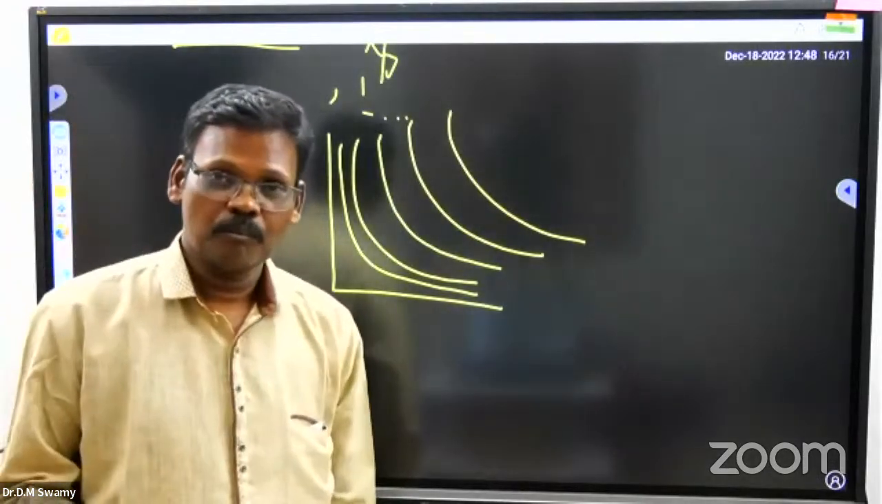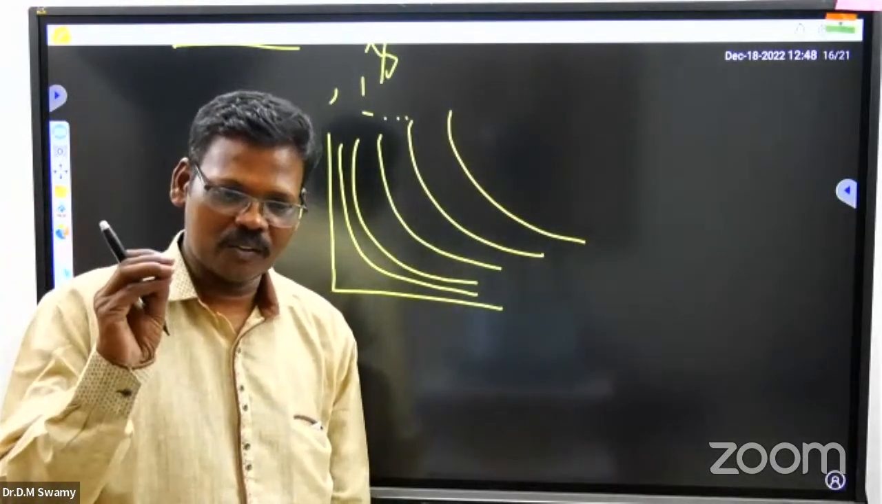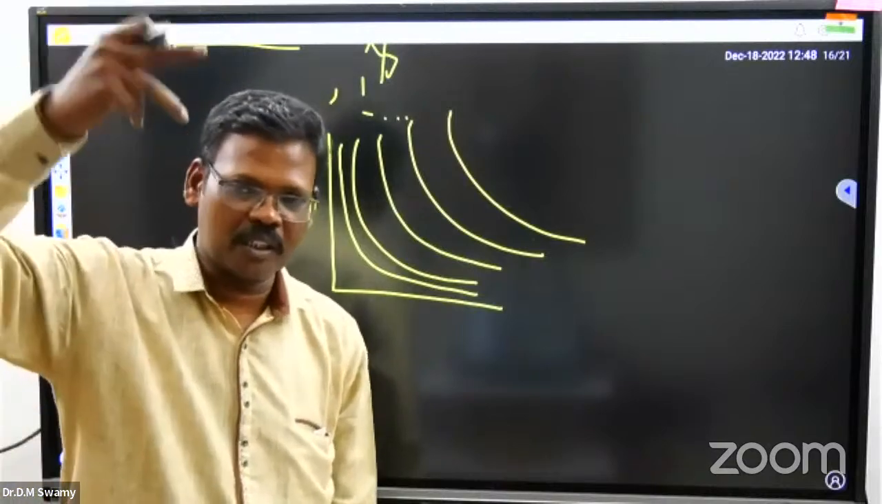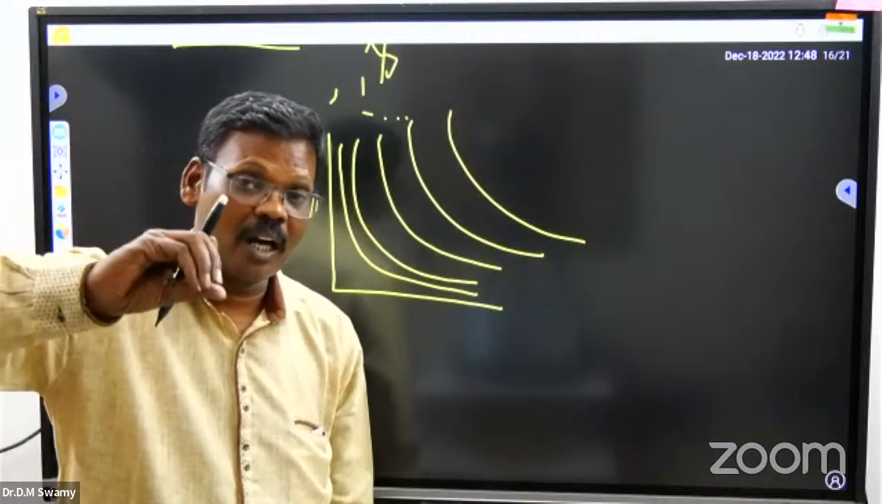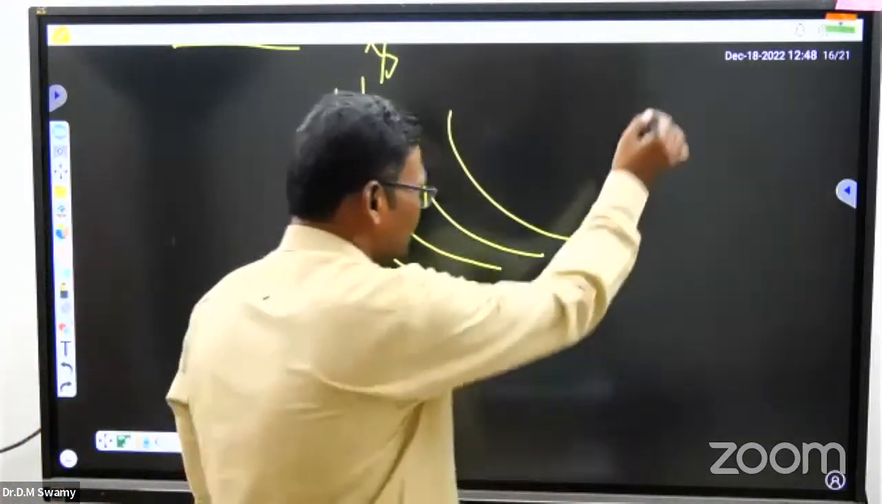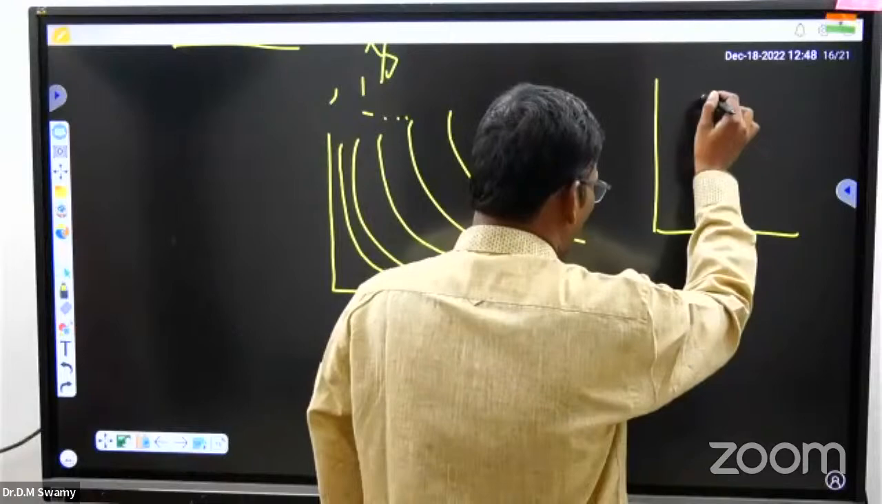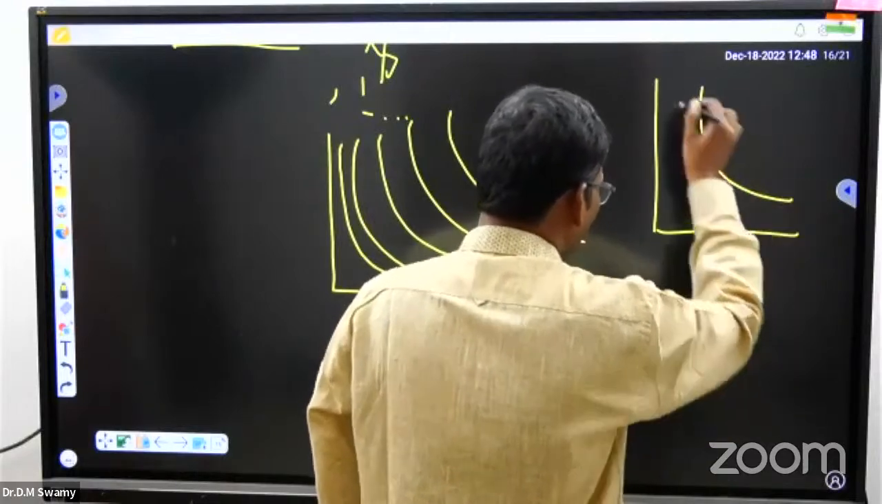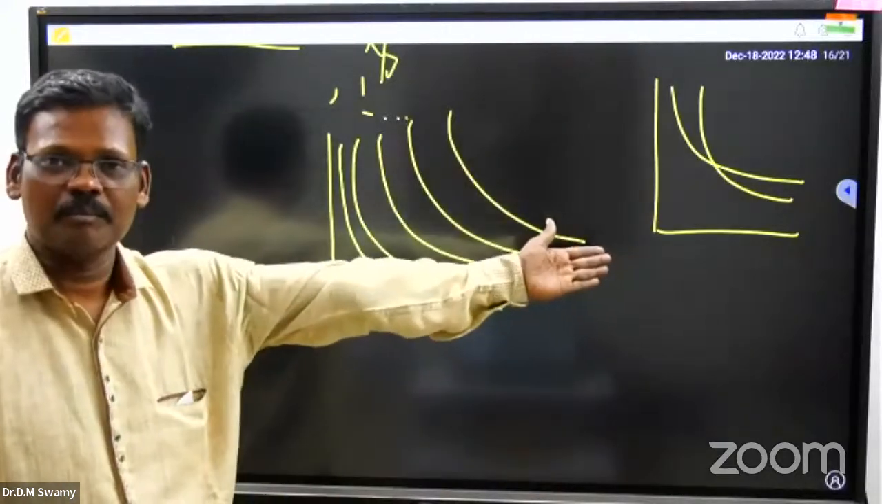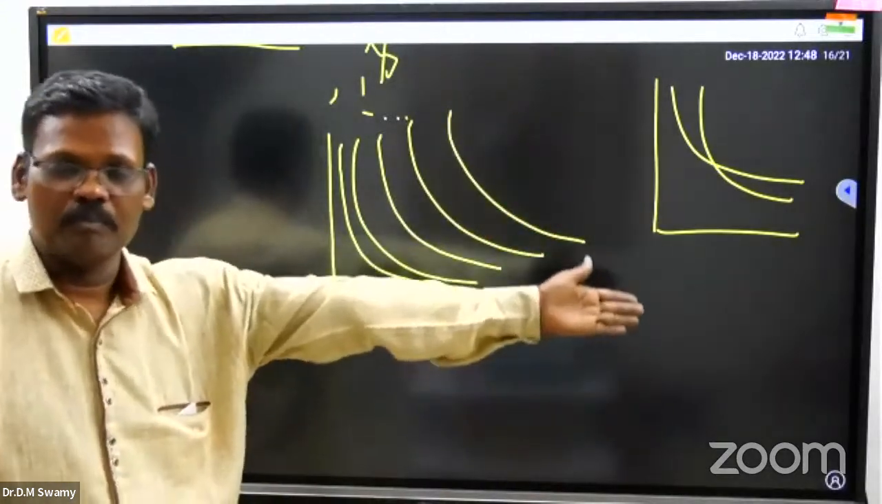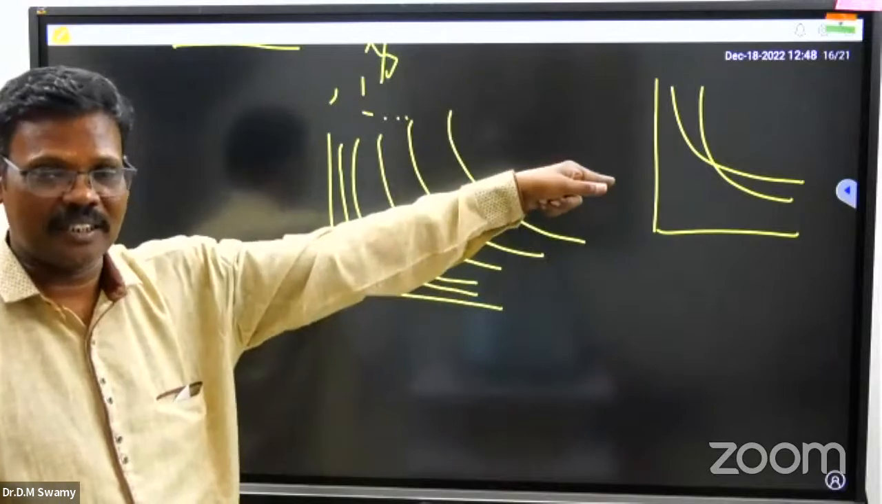So the indifference curves may move upwards and downwards, but they will not overlap. That means the indifference curves will not be like this. They are convex to the origin and downward sloping, but they are not touching each other.